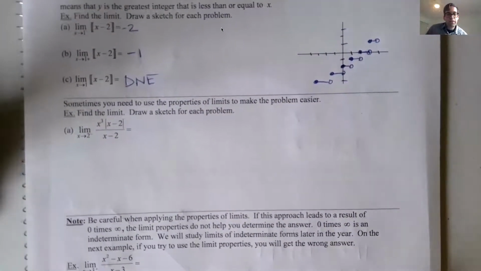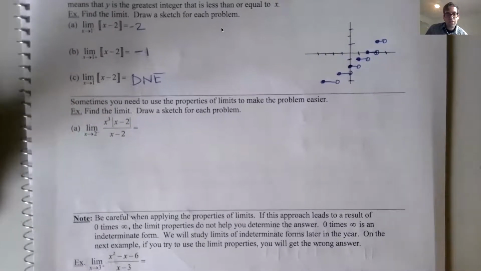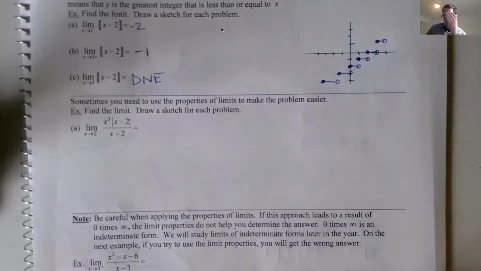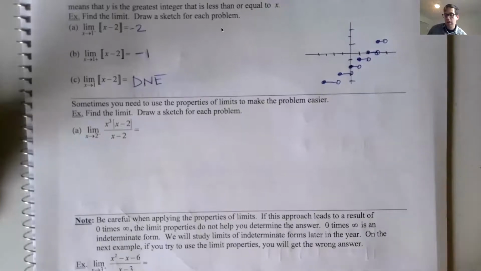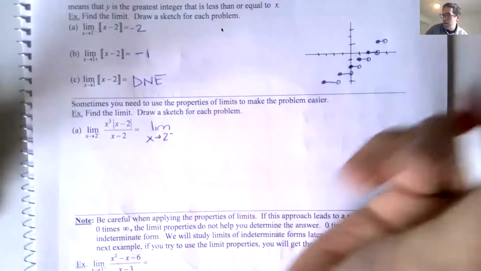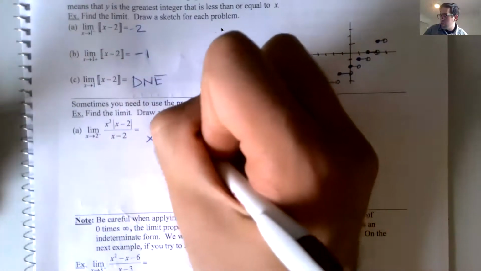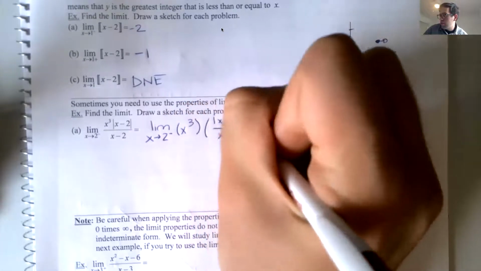Sometimes you need to use the properties of limits to make the problem easier. Let's try this example. Find the limit, draw a sketch for each problem. Okay. So there's a property of limits that says that if you multiply two separate limit statements together, it equals the same as the limits combined. So we're actually going to separate this. So here's what I mean. Limit as x approaches 2 from the left. I'm going to split this into x cubed times absolute value of x minus 2 over x minus 2.